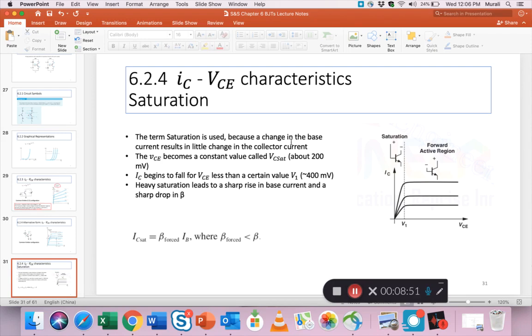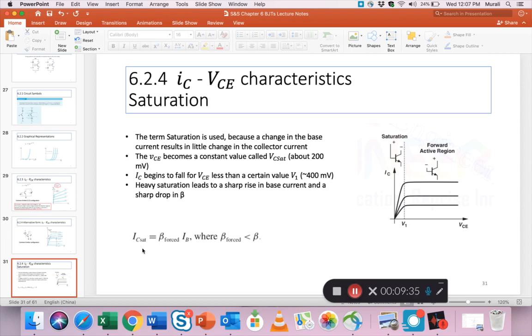The term saturation is used because a change in the base current results in little change in the collector current. Here you can keep increasing the base current, but very little changes in the collector current. The VCE becomes a constant value called VCE saturation, about 200 millivolts. IC begins to fall for VCE less than a certain value V1. So below this there's not much IC, because it starts to get to 0 very quickly. And heavy saturation leads to a sharp rise in base current and a sharp drop in beta.